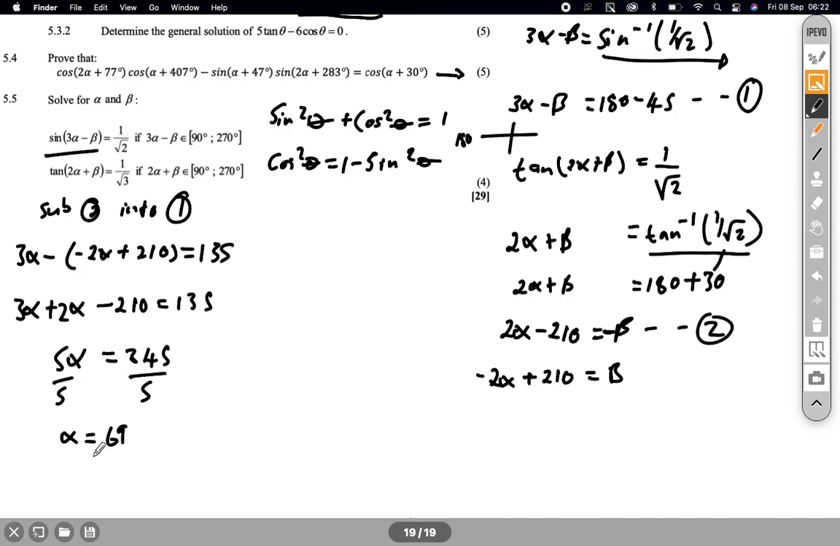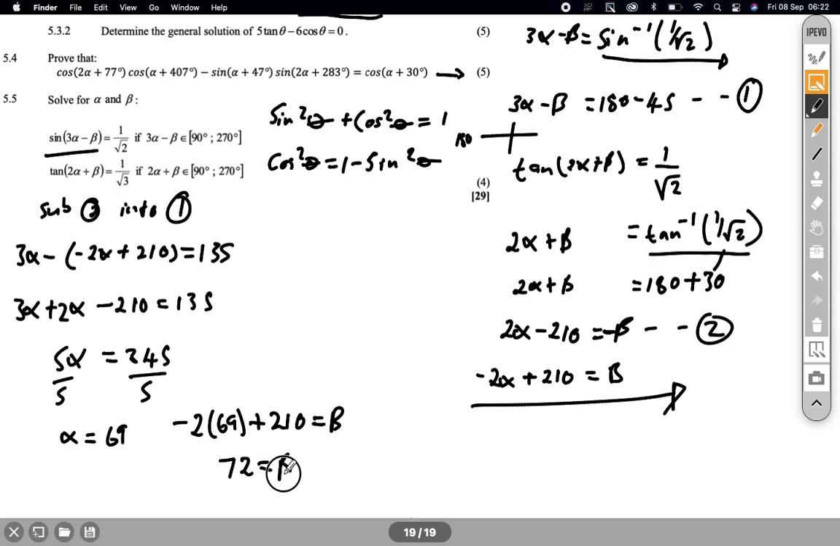Okay, now we have our alpha, so we can use any of the equations to get beta. So let's use this one. Okay, so wherever there's alpha, we substitute 69. So negative 2 times 69 plus 210 equals beta. So now when you add this, it's going to give you 72. So beta is equal to 72.